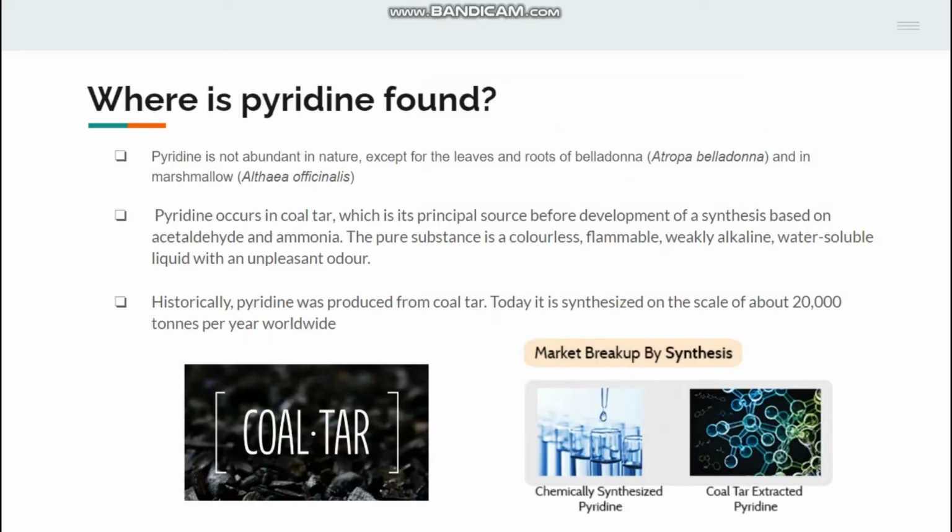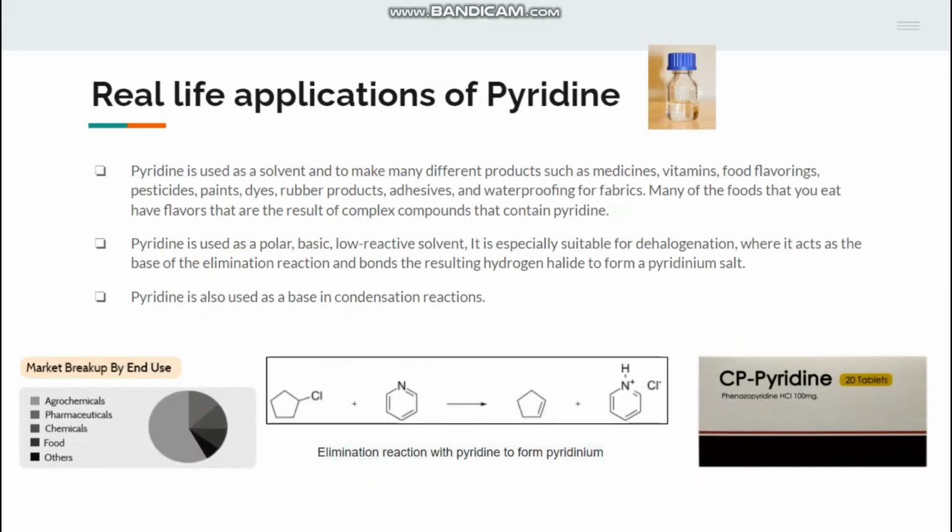Where is pyridine found? Pyridine is not abundant in nature except for the leaves and roots of belladonna and in marshmallow. Pyridine occurs in coal tar, which is its principal source before development of a synthesis based on acetaldehyde and ammonia. The pure substance is a colorless, flammable, water-soluble liquid with an unpleasant odor. Today, it is synthesized on the scale of about 20,000 tons per year worldwide. Pyridine is used as a solvent and to make many different products such as medicines, vitamins, food flavoring, pesticides, paints, dyes, rubber products, adhesives, and waterproofing for fabrics.